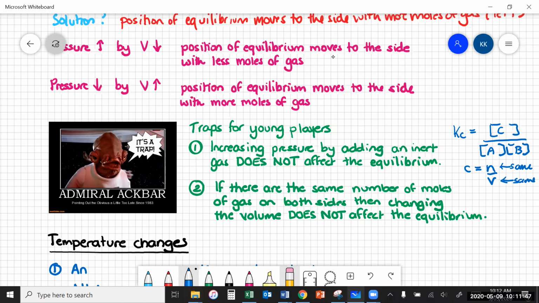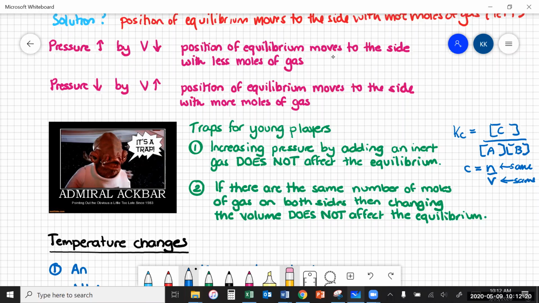The other one is, if there's the same number of moles of gas on both sides of the equation, then changing the volume won't change the equilibrium because you can't alleviate that stress. If you're going from 2 moles to 2 moles, you're keeping exactly the same situation. So you can't alleviate that stress if there's the same number of moles of gas on both sides. And Le Chatelier is not happy about that, but it's just something we have to accept.